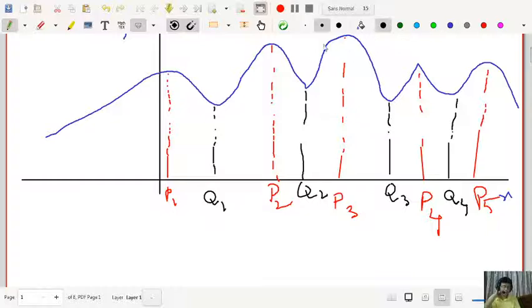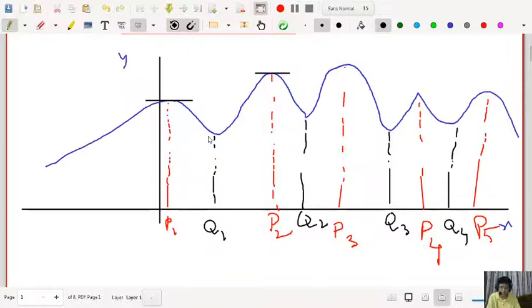Now look at that, at these points P1, dy/dx equals 0, that is, the slope of the tangent is parallel to the x axis. Here also you see the slope of the tangent is parallel to the x axis. Here also, dy/dx equals 0 at these points. Here you have dy/dx equal to 0, dy/dx equal to 0.